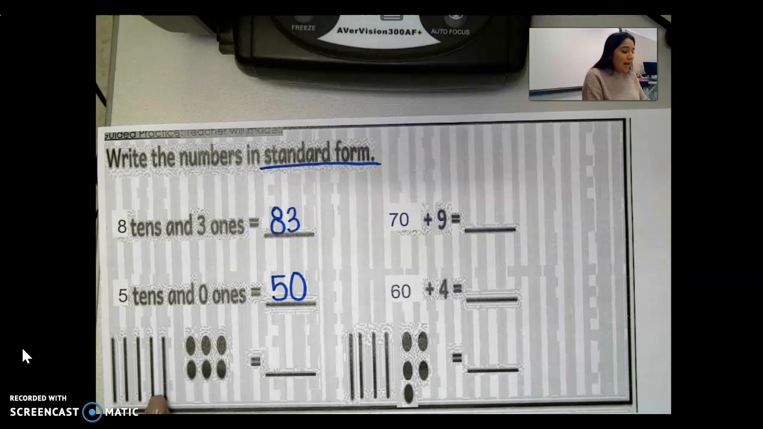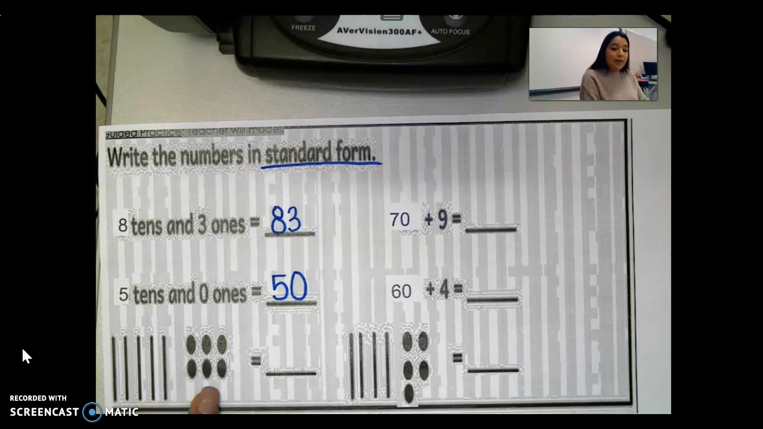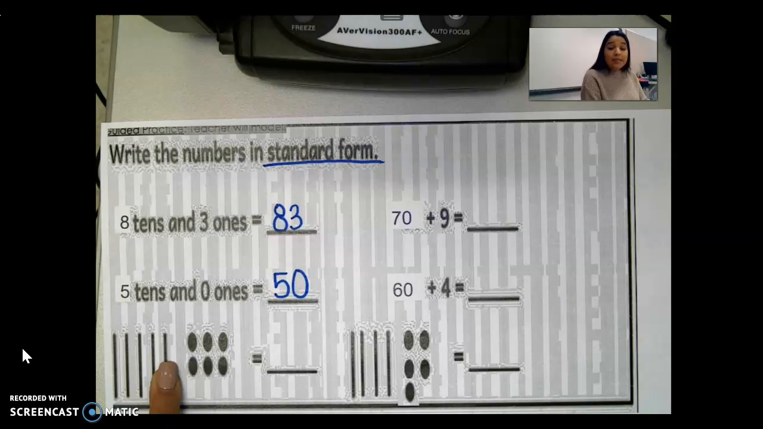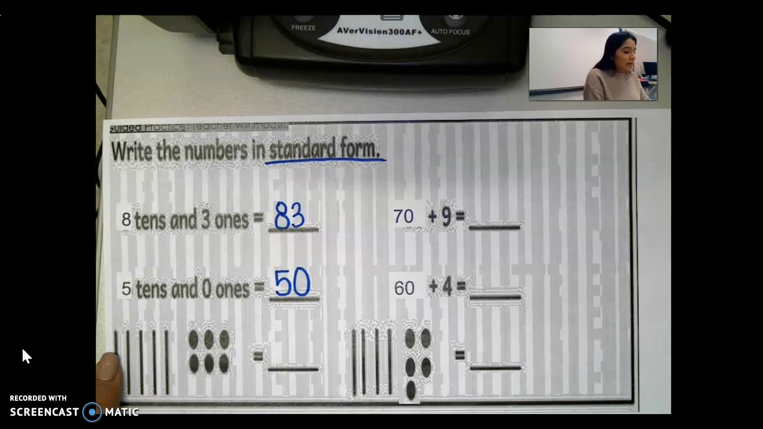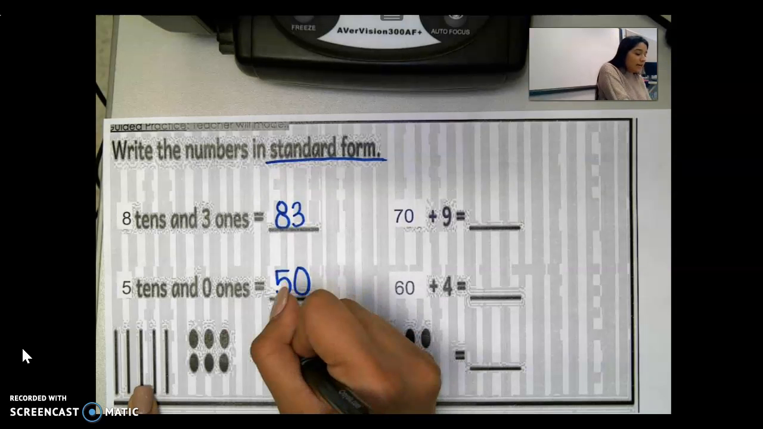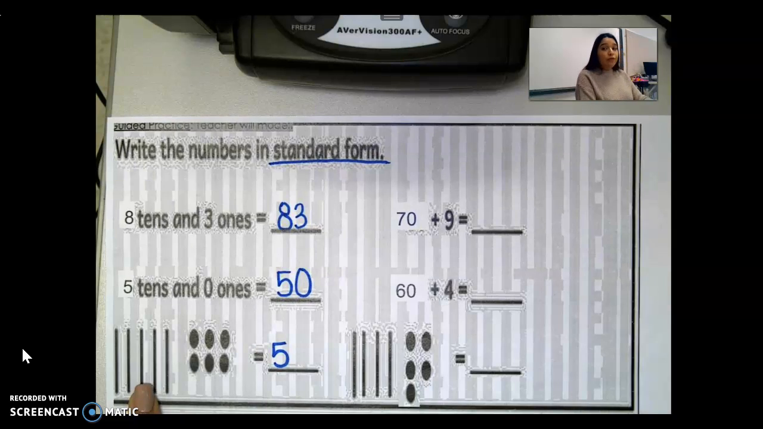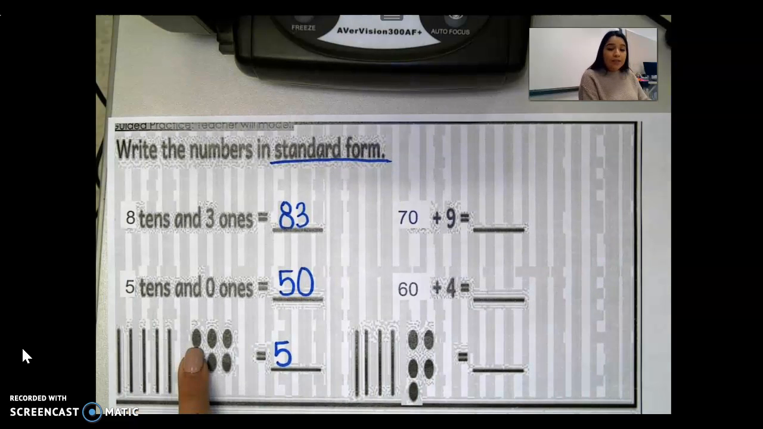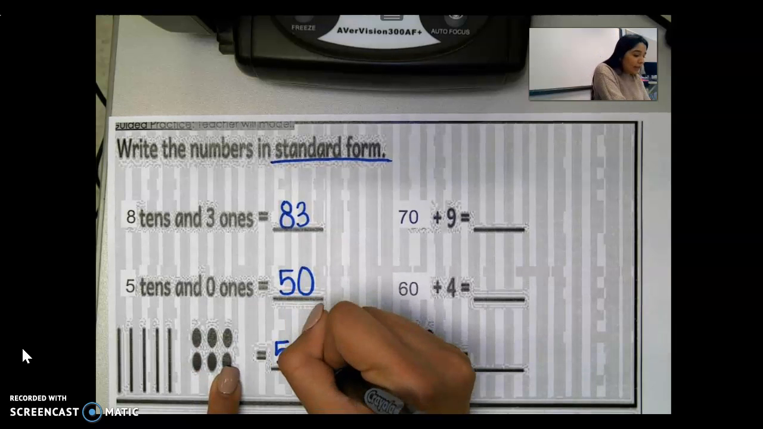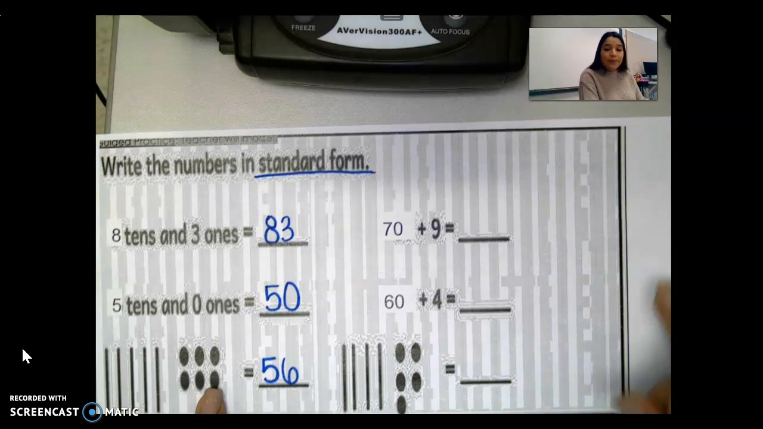Now let's look at this bottom pictorial model. So we have 1, 2, 3, 4, 5 tens, or we have 10, 20, 30, 40, 50. So we have 5 tens. So I'm going to put the 5 first because our tens go first. And how many ones do we have? 1, 2, 3, 4, 5, 6. We have 6 ones. Woohoo!